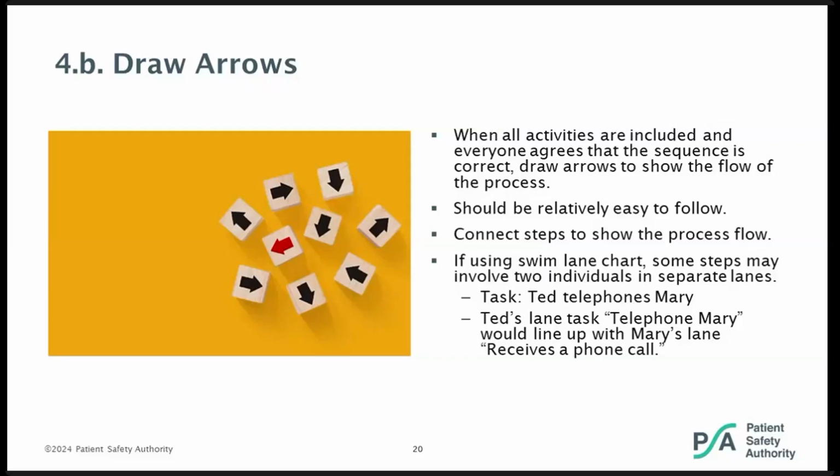So you've brainstormed, you have all the steps thought through, and it's time to start organizing things. We're going to start to draw the arrows, connecting the activities, linking one step to the next, showing the flow sequentially so that it's easy to follow. Like I mentioned with the swim lane, if a task involves two or more individuals, make sure you incorporate that same task in multiple swim lanes. So this is about connecting, making sure the flow works through the process.